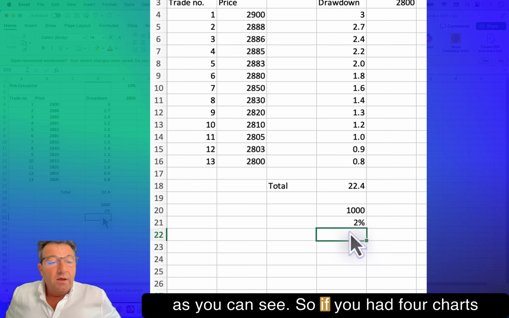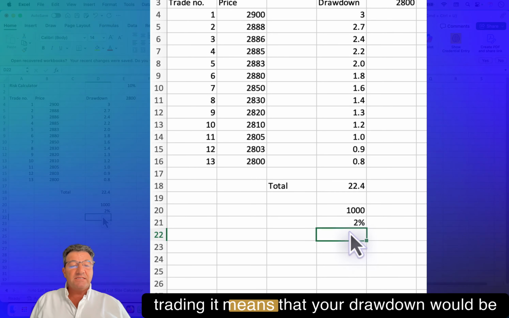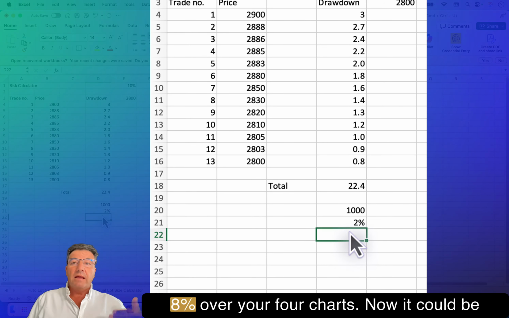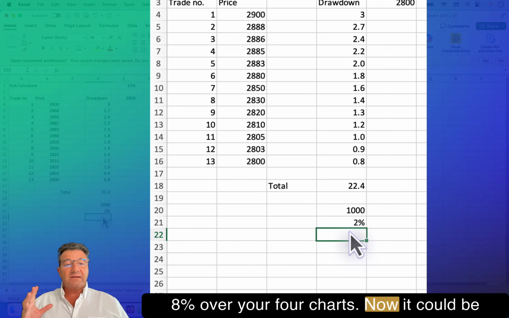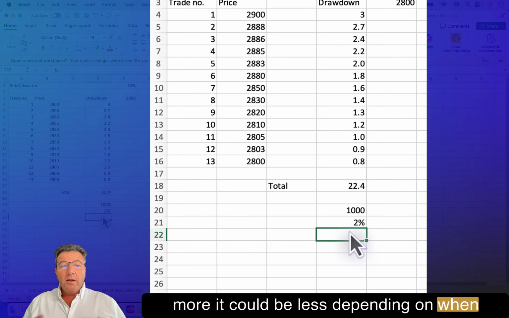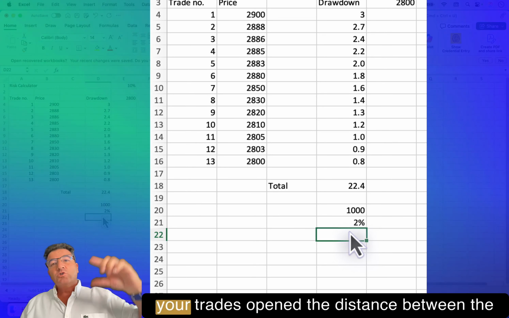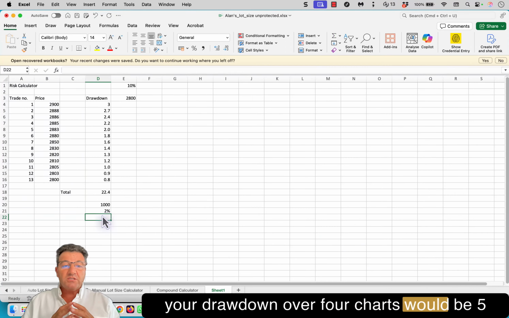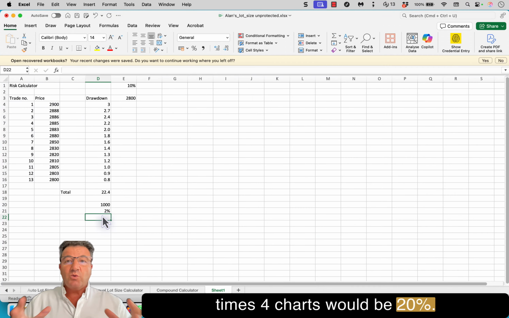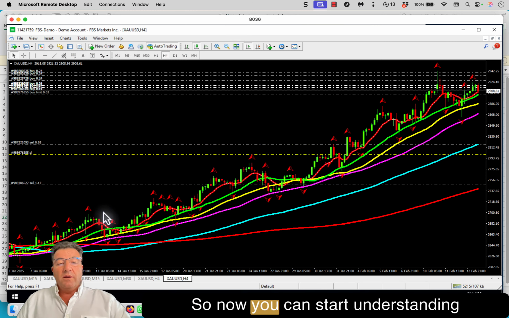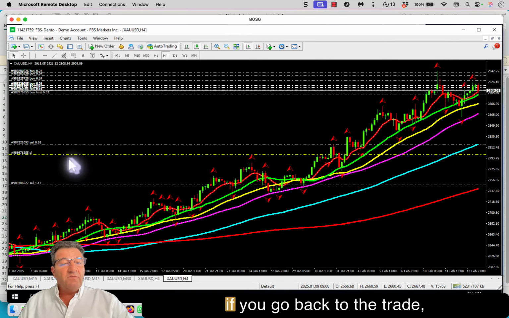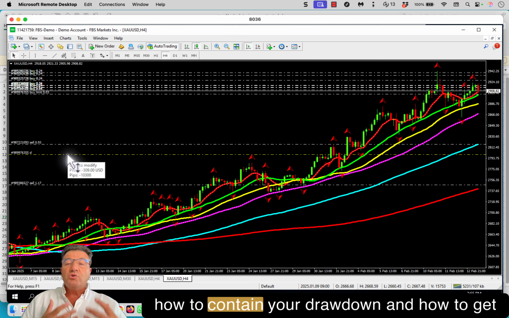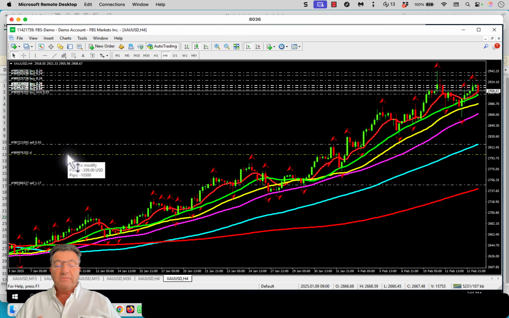Okay, so if you had 4 charts trading, it means that your drawdown would be 8% over your 4 charts. Now, it could be more, it could be less, depending on when your trades opened, the distance between the trades. But if, for example, it was 5%, you could say that your drawdown over 4 charts would be 5 times 4 charts, which is 20%. So now you can start understanding, if you go back to this trade, how to contain your drawdown and how to get the best possible lot sizes for your account.